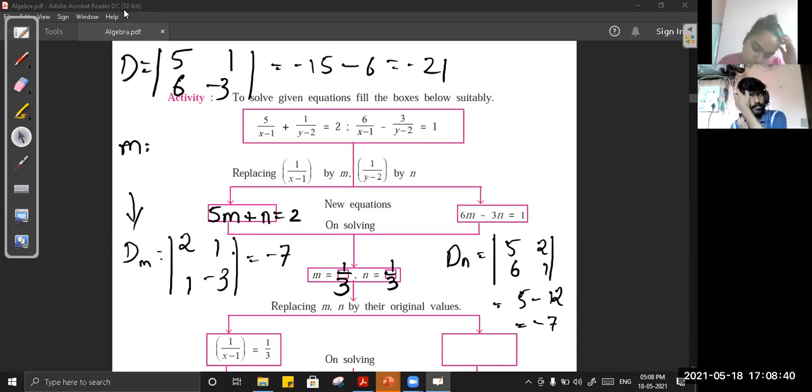So then 1 upon, sorry, 1 upon y minus 2 is equal to 1 upon 3. Yes. So here 1 upon y minus 2 is equal to 1 upon 3. Correct.